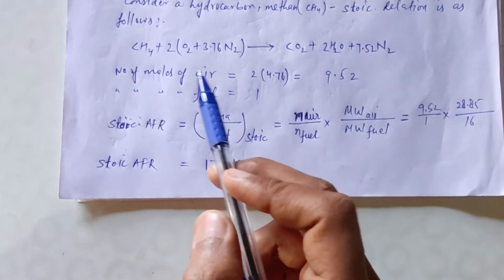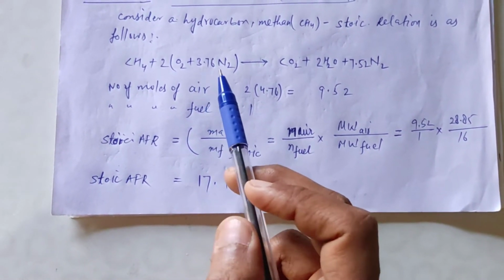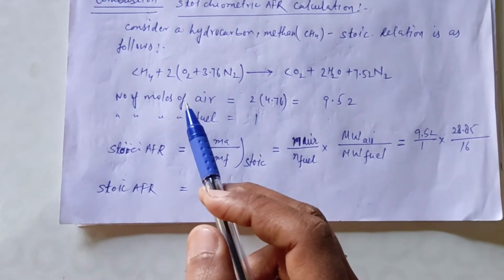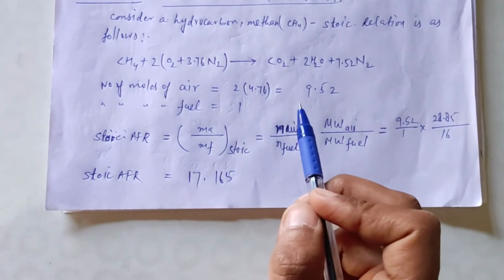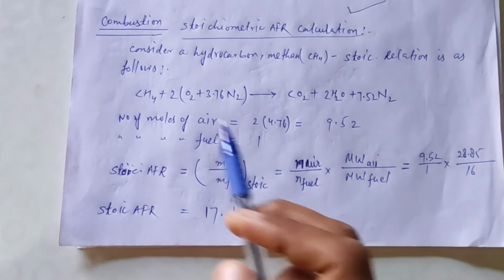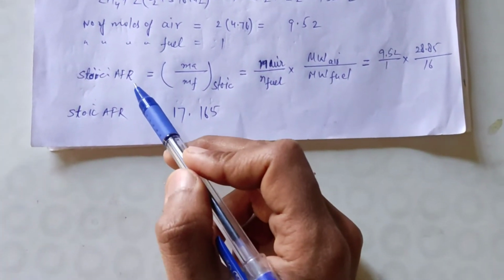So here the number of moles of air will be equal to 3.76 plus 1, which is 4.76, into 2. So this is the number of moles of air, which is equal to 9.52. The number of moles of fuel is equal to 1.